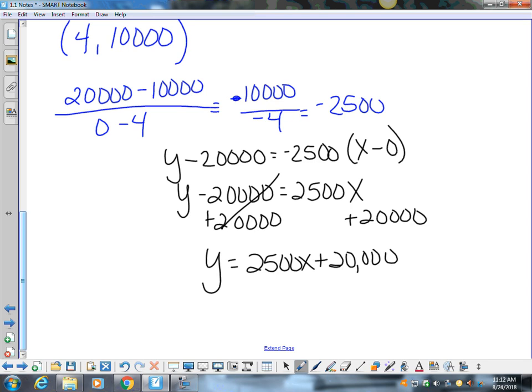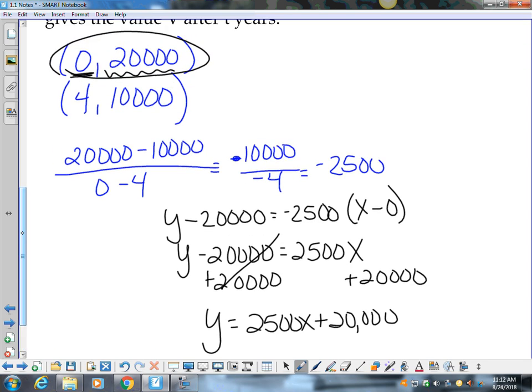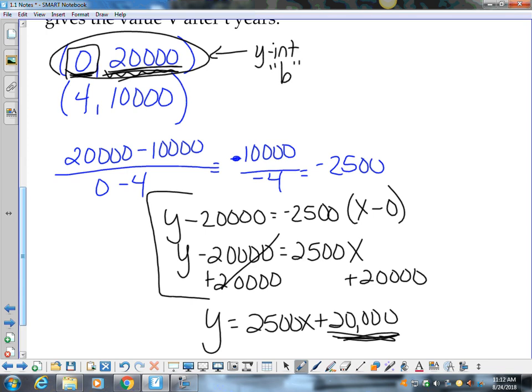Now, do you see that this number right here is that number right there? So you can avoid all of that work when you see a point that has a 0 for its x. If it has a 0 for its x, then that is your y-intercept or your b, the guy that goes right there. So it can save you a little time if you catch it. But let's face it, this is a lot of work. And if you can save some time, I would save some time for sure.